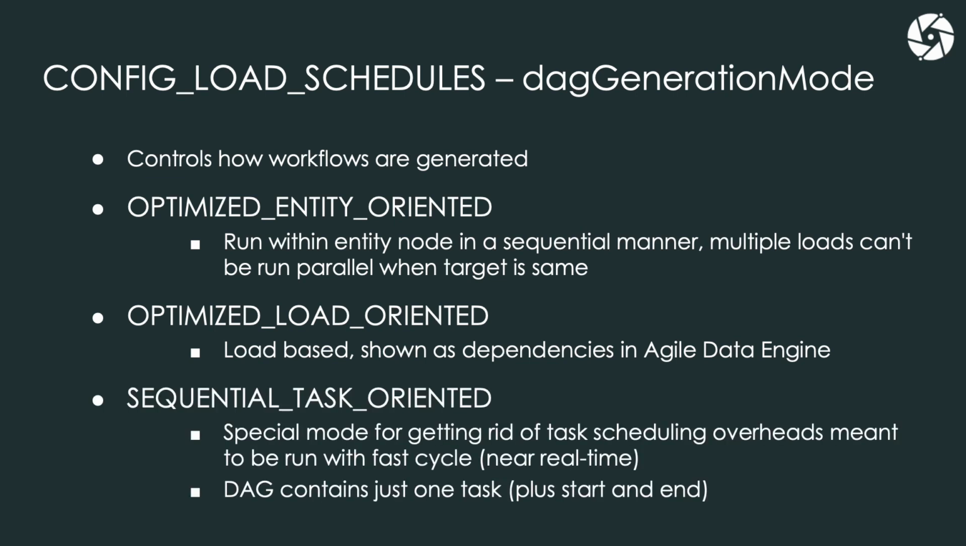Sequential task-oriented is a special mode for getting rid of overhead in simple DAGs meant to run in a fast cycle, near real-time. Generated DAGs only contain one task which runs all loads in sequence. The running order of loads which are not dependent on each other is random, but the original order of dependent loads is followed. This mode disables all parallelism inside the DAG, therefore it is advised to carefully test it case by case before enabling it.